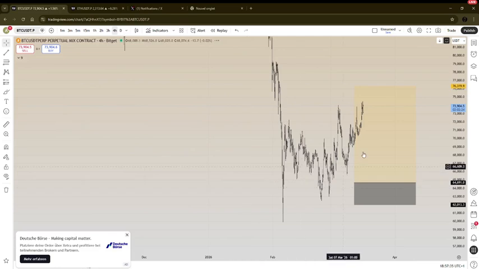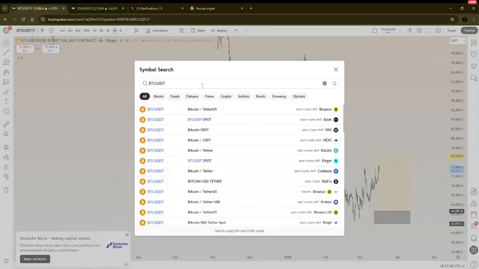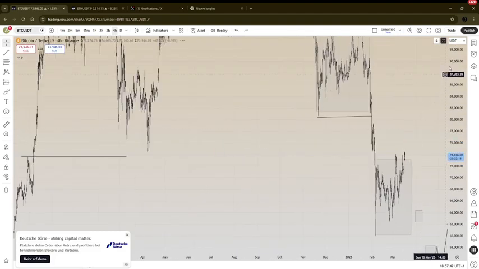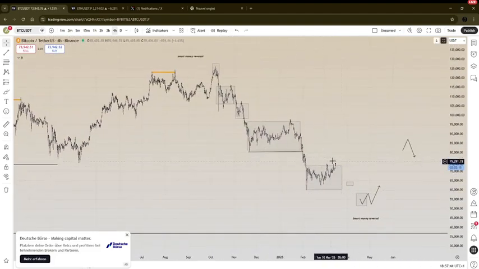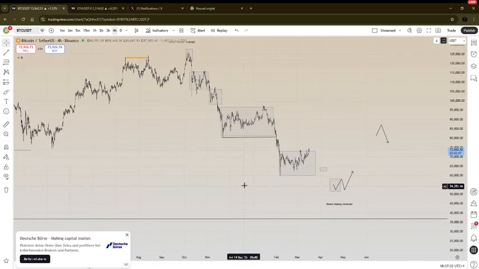So this range here, basically if we lose it, if you guys remember, I told you we are in a market maker selling model here. Normally we are supposed to have another redistribution to the downside, and then we have what we call a smart money reversal. This is what happened at the top.